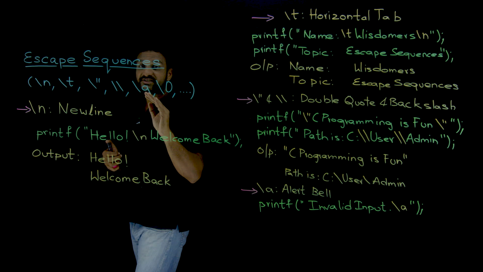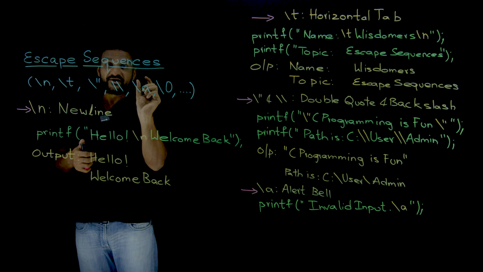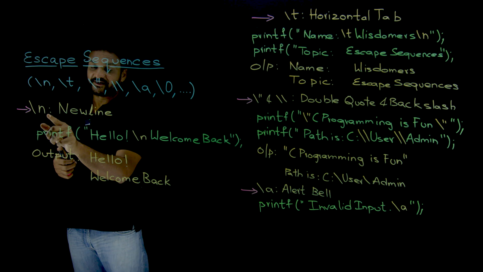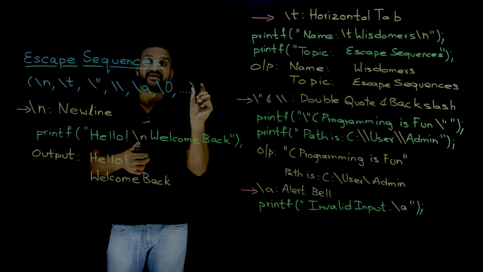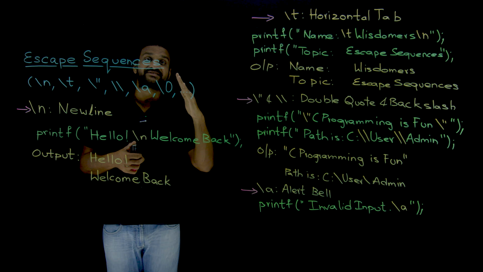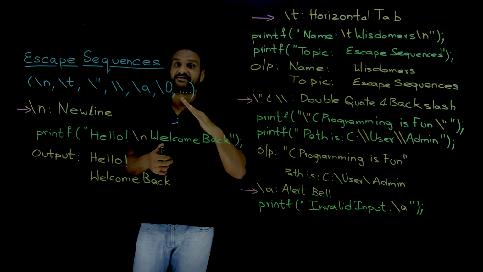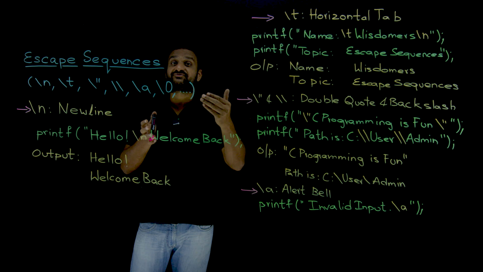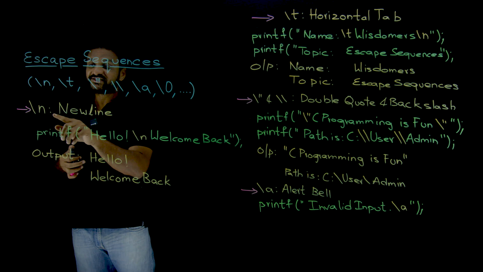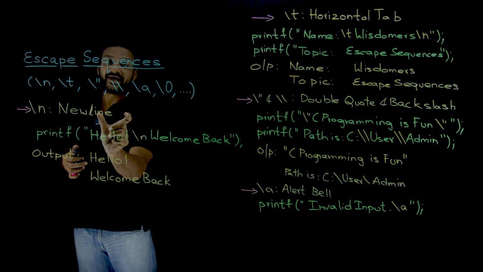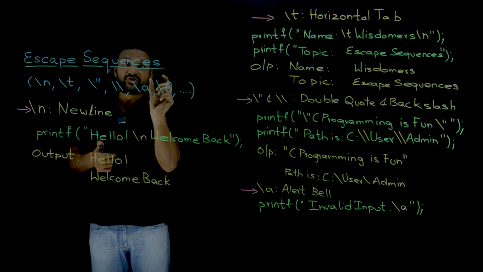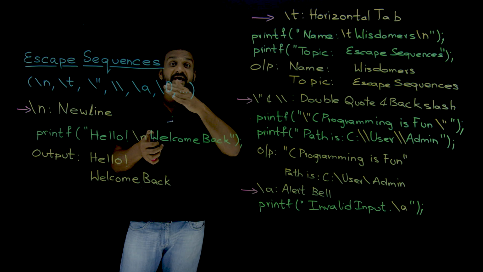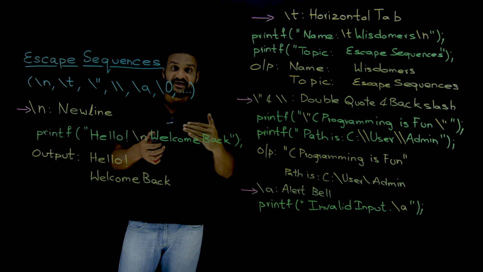Let's start our discussion with a very important and very frequently used escape sequence, which is \n. Always remember that escape sequences always start with a backslash. So the next character is going to decide what kind of escape sequence we are going to use. The first one is \n, which means new line. Whenever we use \n within the format string of the printf function, a new line will get created.